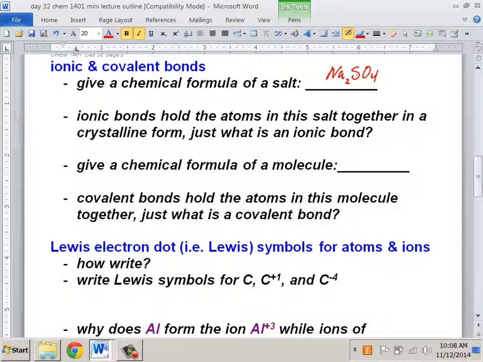A 2 under the subscript for the Na. Okay, so pretty much name any salt. You just have to name a metal and an anion, right? Cation and an anion. Ionic bonds hold the atoms in this salt together, Audrey. And it's a crystal. All these ionic compounds are crystals, and they're held together by ionic bonds. What's an ionic bond? What's the force going on there? There has to be some attractive force.